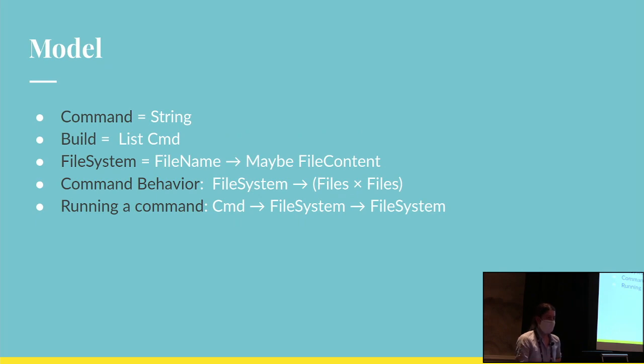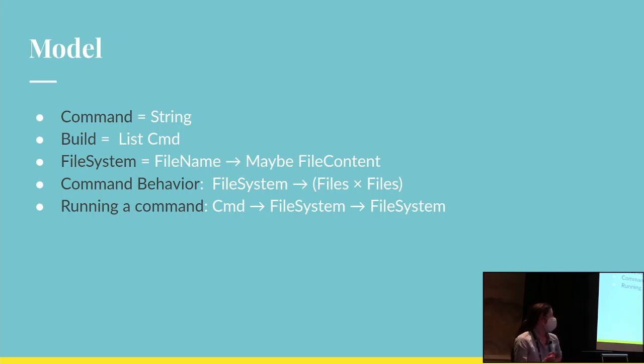Okay, so our model is in Agda, and here's just some basics. We model commands as strings, which, it's not really important what the representation is, we just need to compare equality between them. And builds are just lists of commands. And then the file system is just a mapping from file names to file contents.